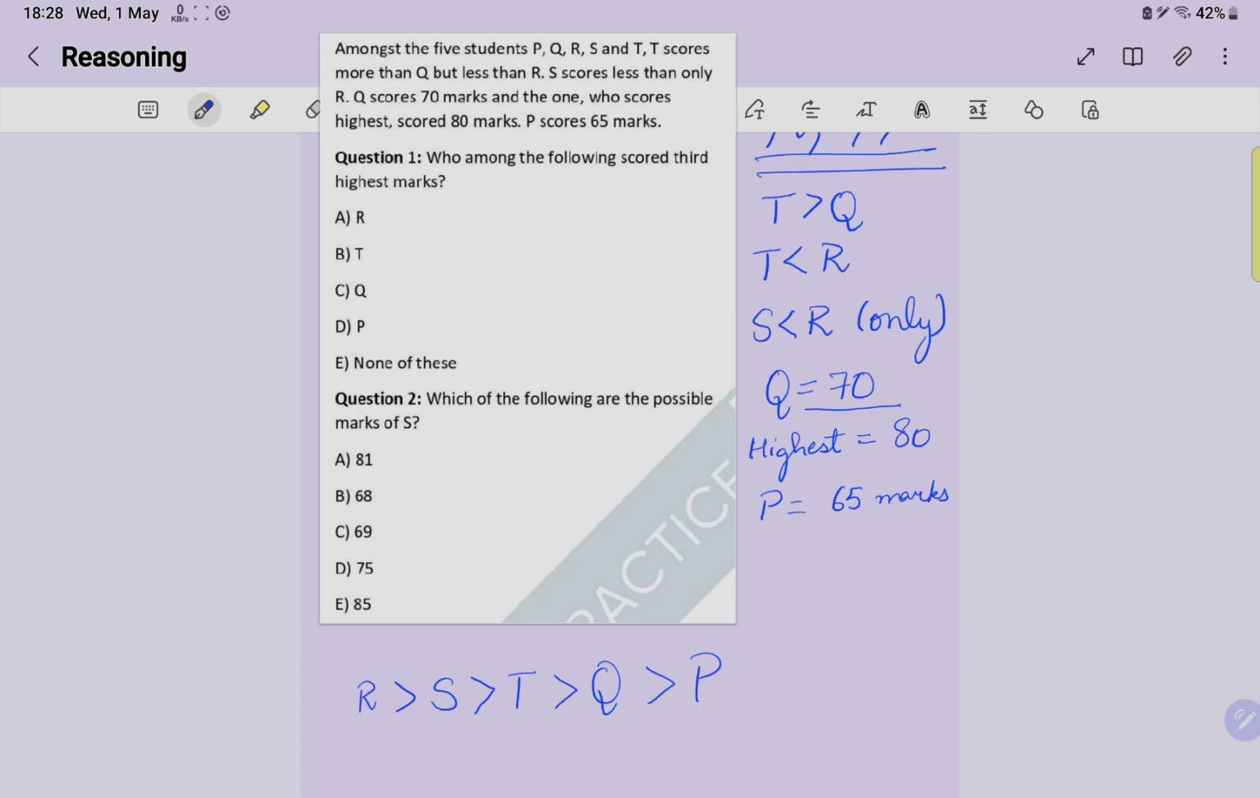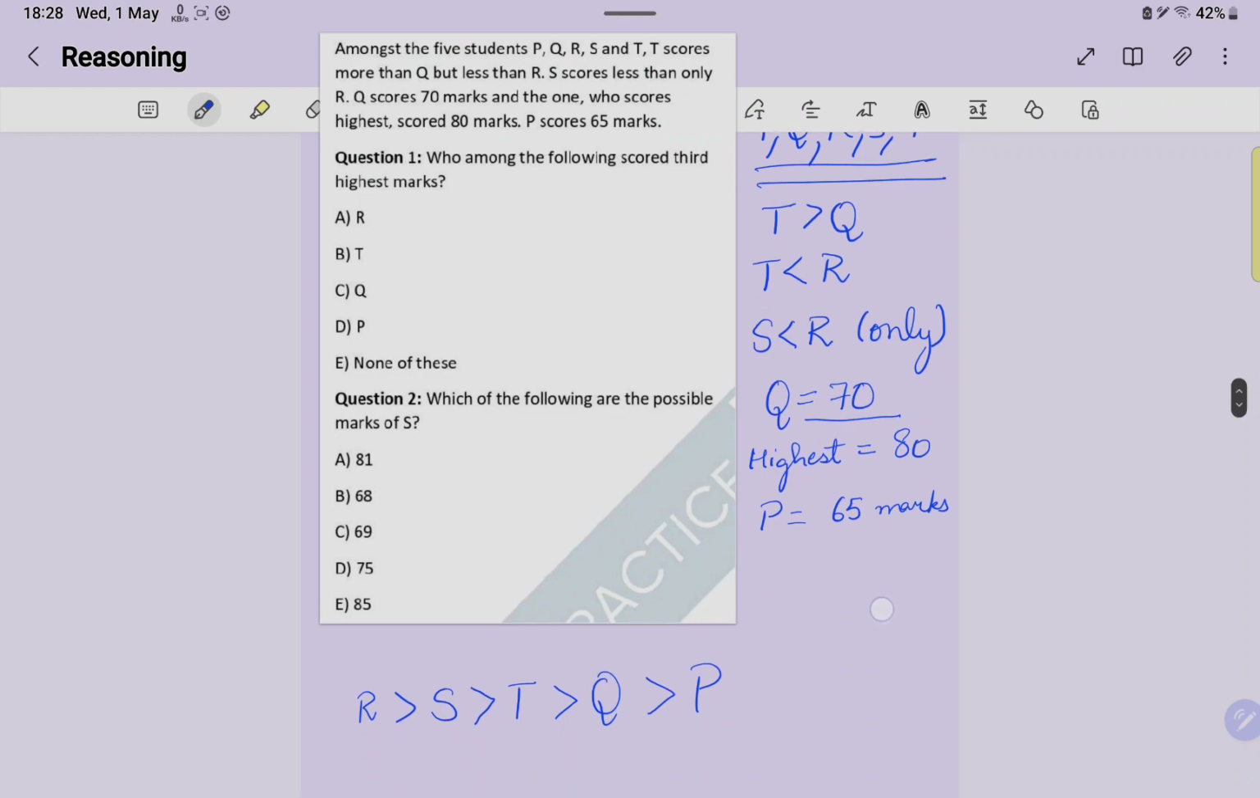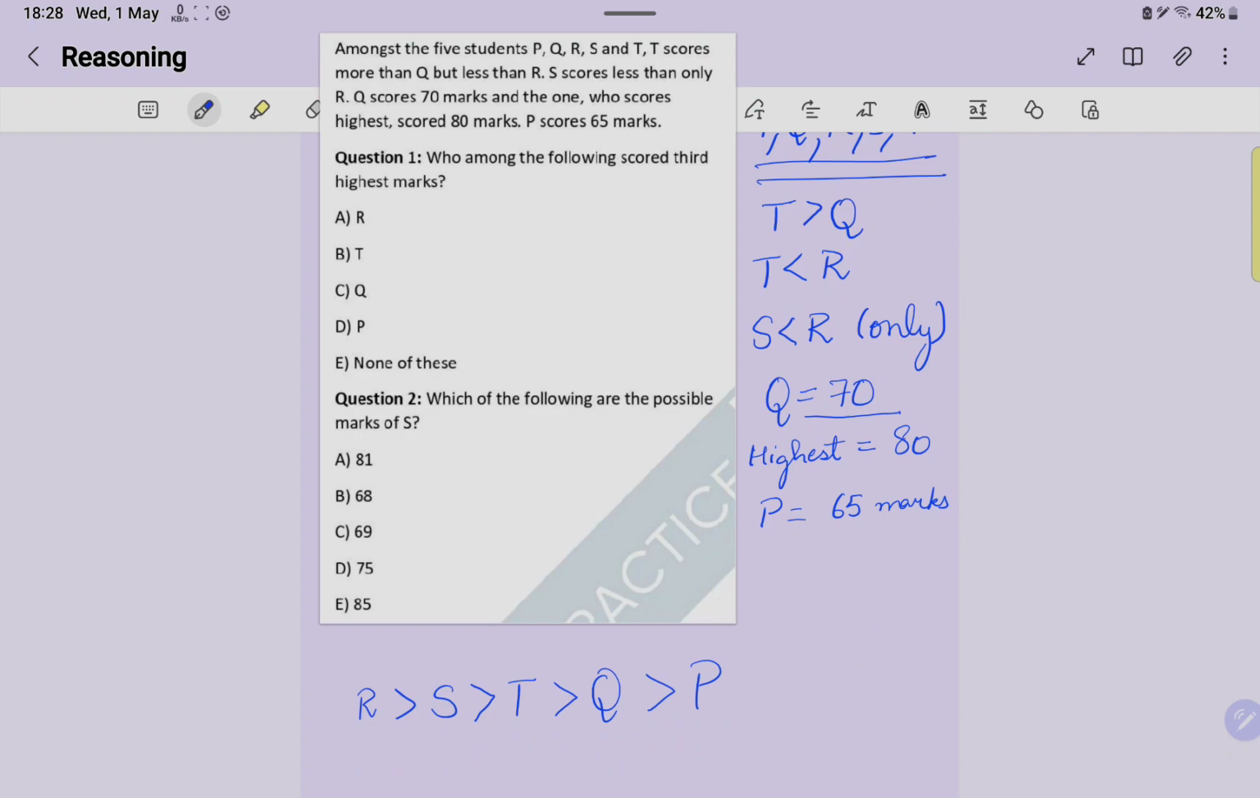Now here I have used a simple criteria. First of all, I have written in short form what has been given to me, and then using logical reasoning, I have placed all these people at different ranks. As I knew that only S was less than R, I placed R on the topmost rank, followed by S. Then I could have placed P here. But it is also given that T is greater than Q. And Q has 70 marks, whereas P has 65 marks. Therefore, obviously T will come first, followed by Q, and then at the last P.